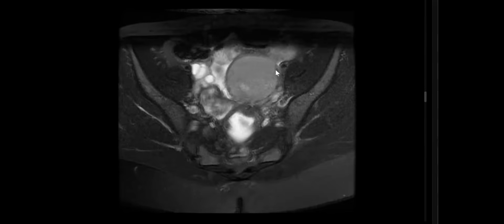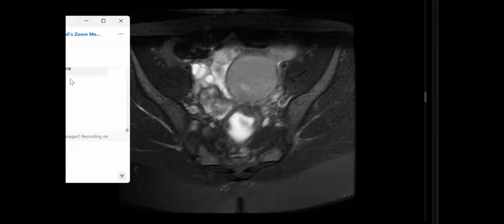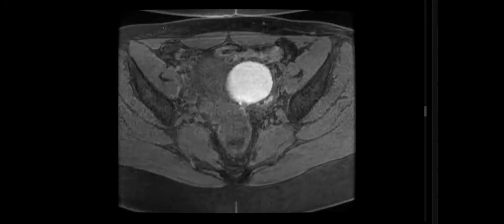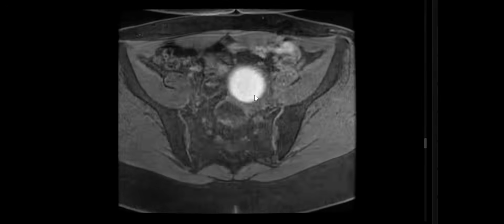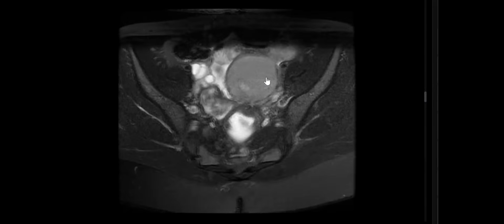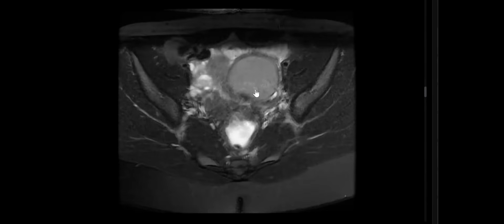In my routine practice, I will check the further sequences and reformats. I'll give you first T1, also fat set. So it's not dermoid. It's high on T1, with intermediate or shading on T2. T2 shading, plus or minus, sometimes we may see a dark signal inside, called dark T2 focus or nodule. Both signs, dark T2 and shading, are classic for endometrioma.